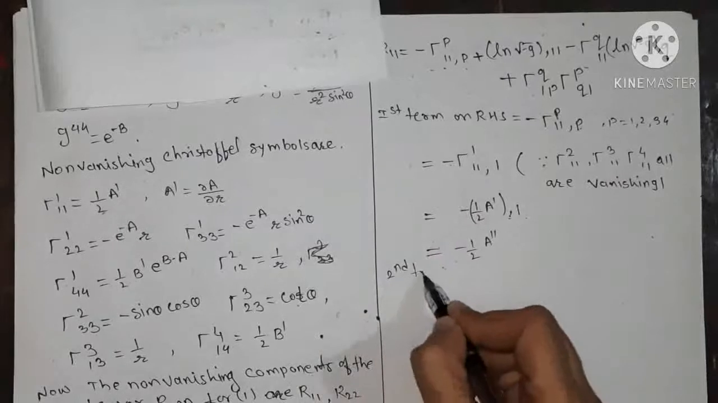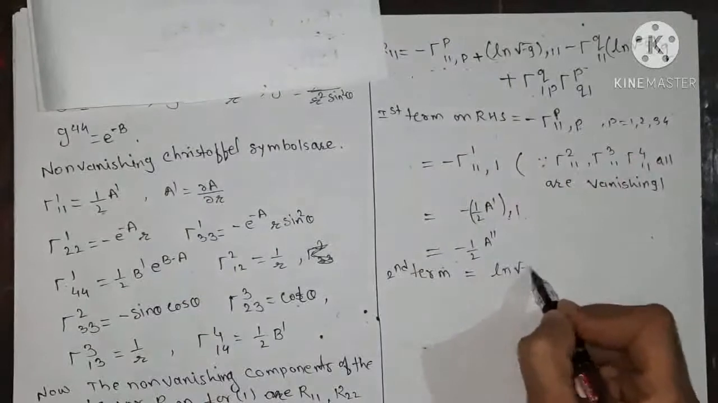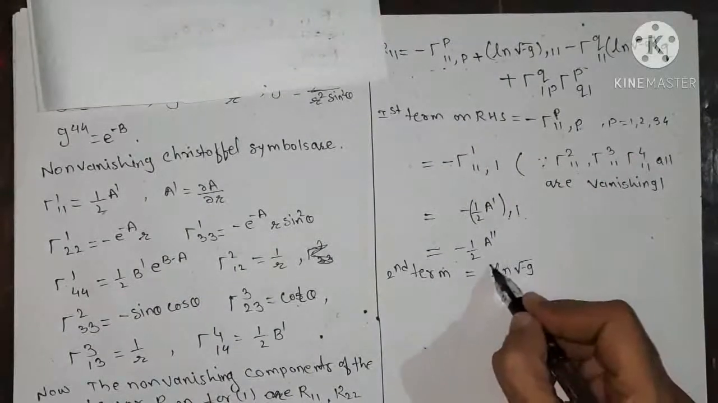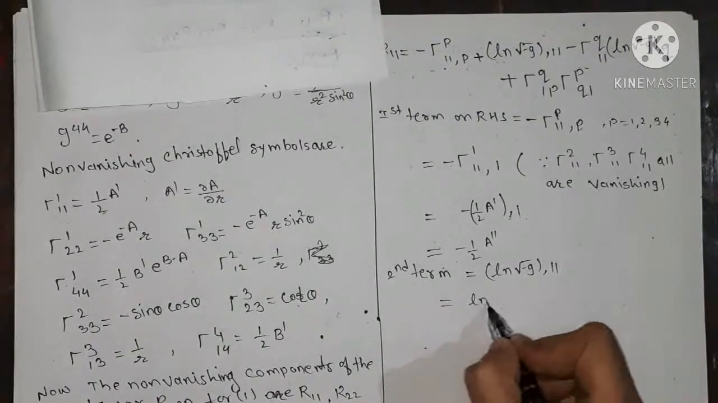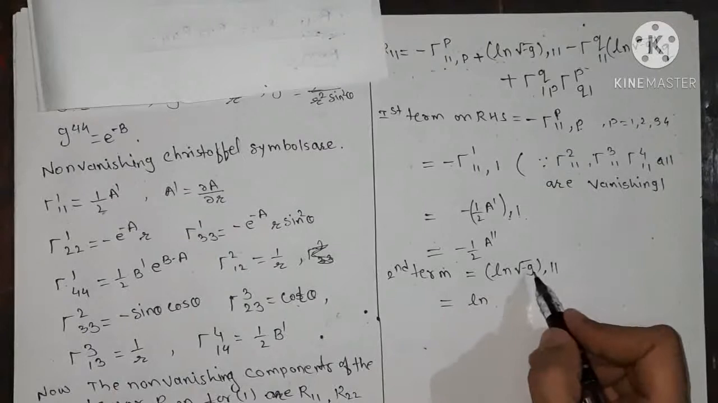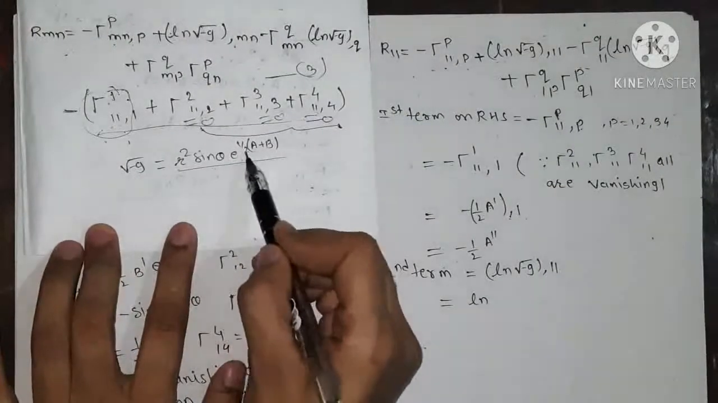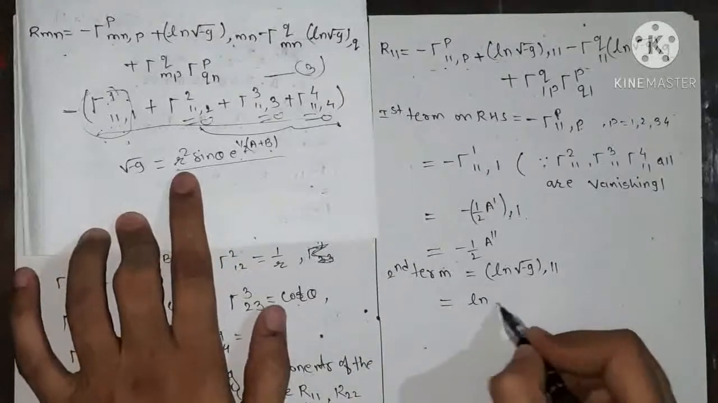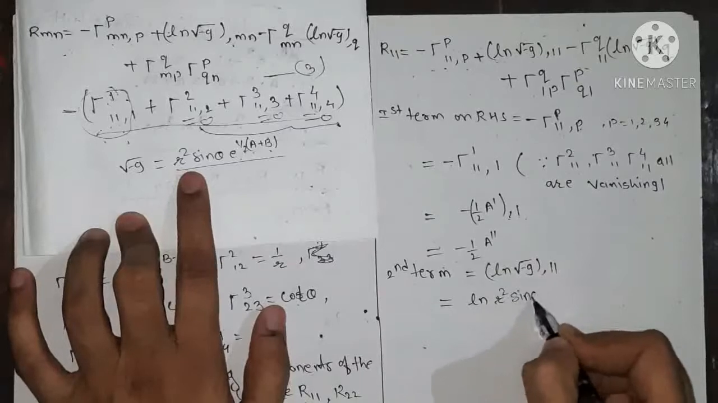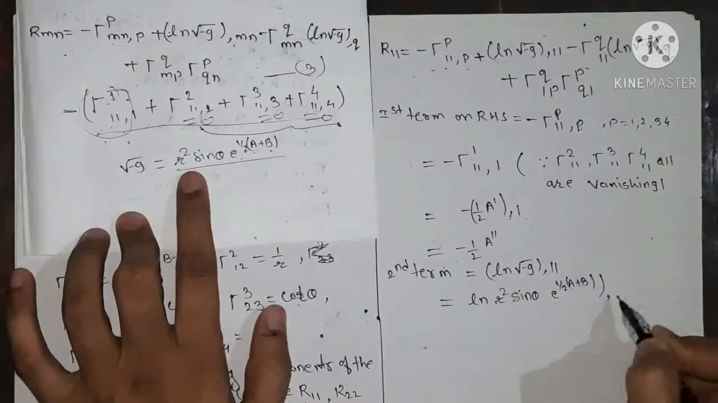Similarly, we compute the second term, which is equal to log of under root of minus g comma 1 1. What is the value of under root of minus g? It is r square sine theta e to the power 1 upon 2 a plus b, as we wrote previously. So substitute: log of r square sine theta e to the power 1 upon 2 a plus b, comma 1 1.